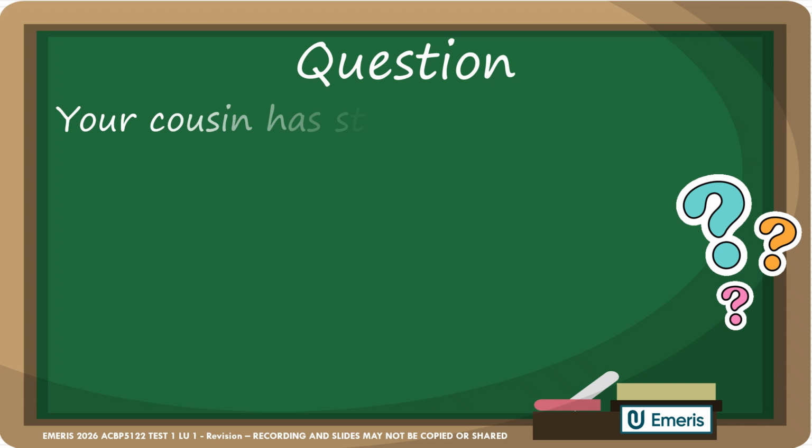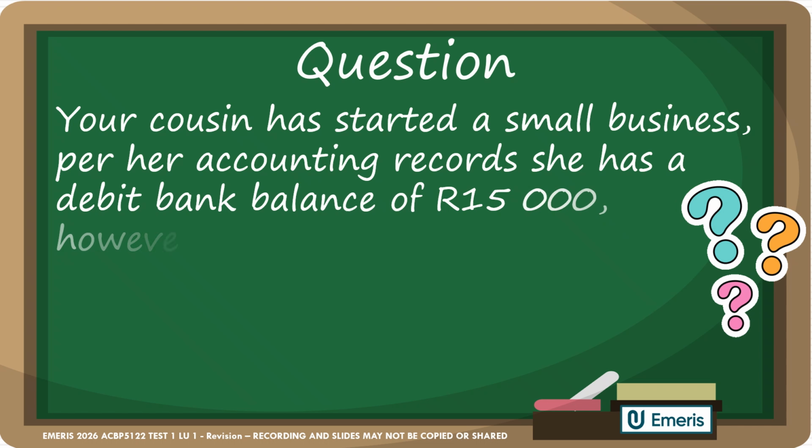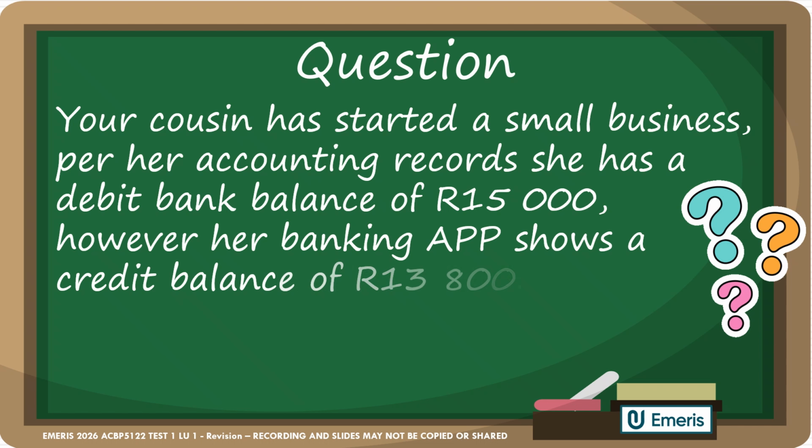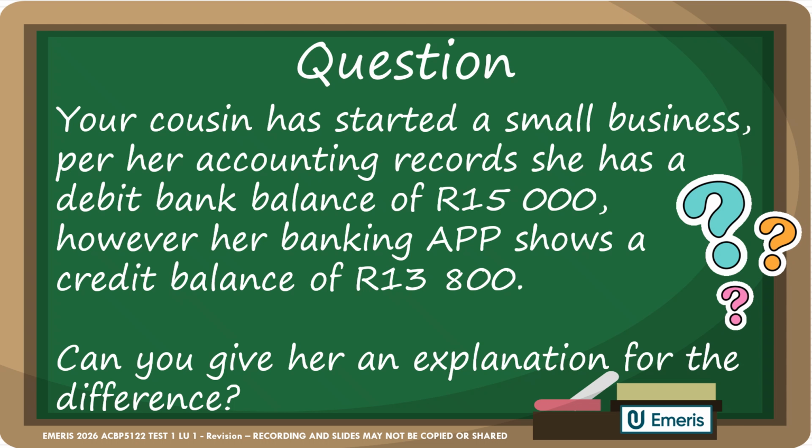Okay, that brings us back to the question that I posed at the start of this video. Are you now able to explain to your cousin why there would be a difference between her records and the bank balance that she's calculated and the balance that is showing on the banking app?